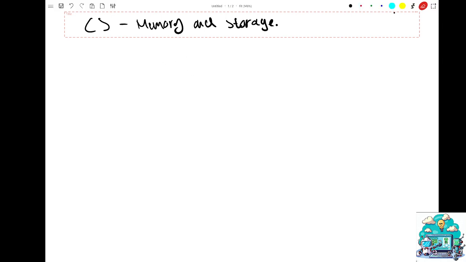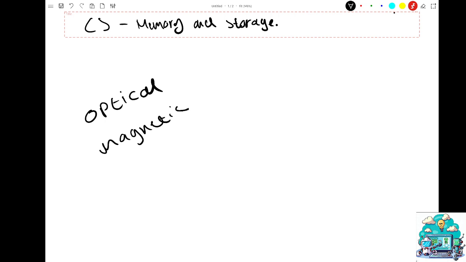So there are 3 types of storage that we need to consider: optical, magnetic, and solid state. And don't worry, this is all we need to know for GCSE.